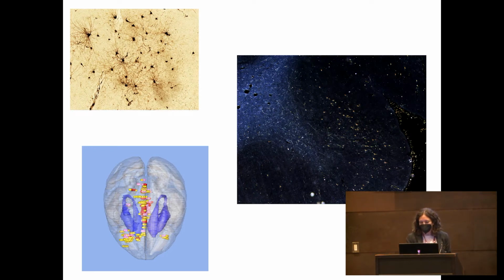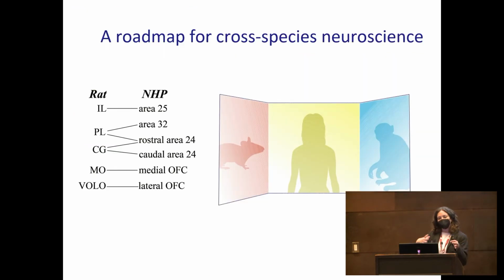So what we did was to use this to try to create a roadmap for cross-species neuroscience. So we created a list of rodent brain regions and a list of, in this case, non-human primate, but it could have also been human brain regions, and we made these one-to-one correspondences. But of course, there were a lot of situations where we couldn't make the one-to-one correspondence, and that is something that we were also able to figure out by using the wiring diagram of the brain.